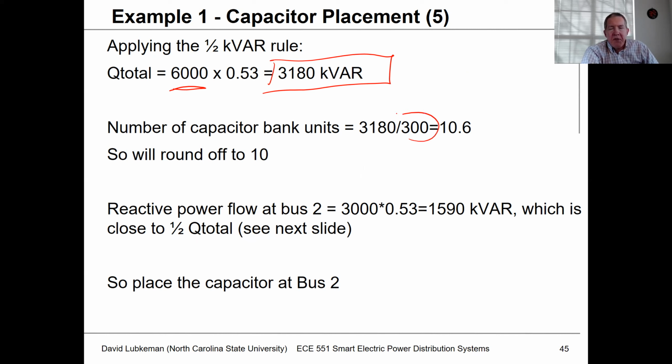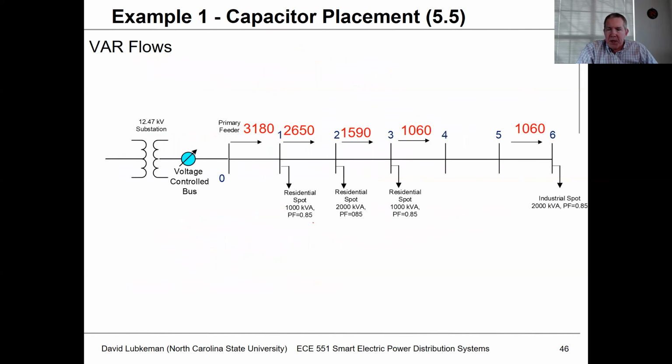Now, if I'm stuck with 300 kVAR sizes, then I have to round off. I'm going to round off to 10 units, which gets me to 3,000. I probably want to be a little bit lagging as opposed to a little bit leading, so I'm going to go with 3,000 kVAR. What I'm looking for is a location in the circuit. If I want to apply the half kVAR rule, I'm looking for a location where I've got a flow of 1,500 kVAR. If I go to the circuit and map out my kVAR flows, I see a place where my kVAR flow is 1,590 at bus number 2. So in this case, I would go ahead and put this capacitor bank at this particular location.